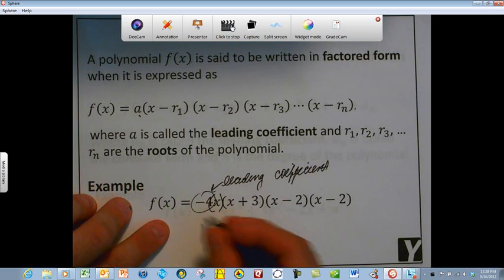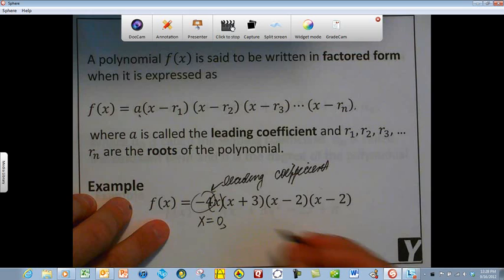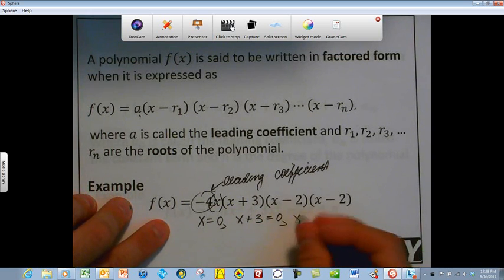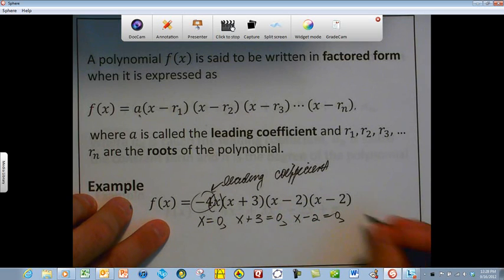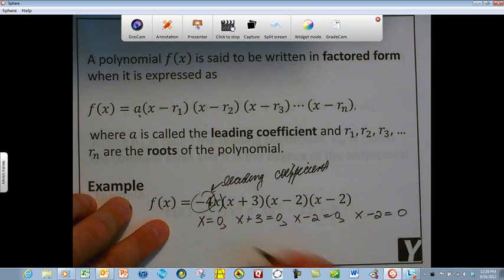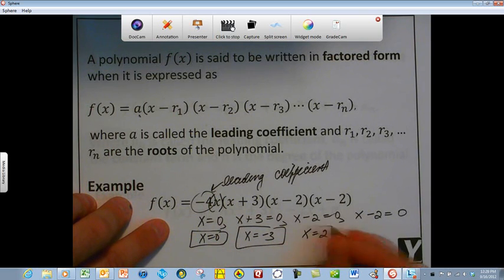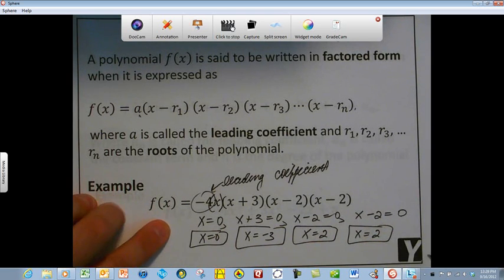If I wanted to find the roots, I'm going to take each of the linear factors, set it equal to 0, and solve. So I have x equals 0, x plus 3 equals 0, x minus 2 equals 0, or x minus 2 is equal to 0. I would solve each of these linear factors. We get x equals 0, x equals negative 3, x equals 2, and x equals 2 again. This polynomial has 1, 2, 3, 4 roots.